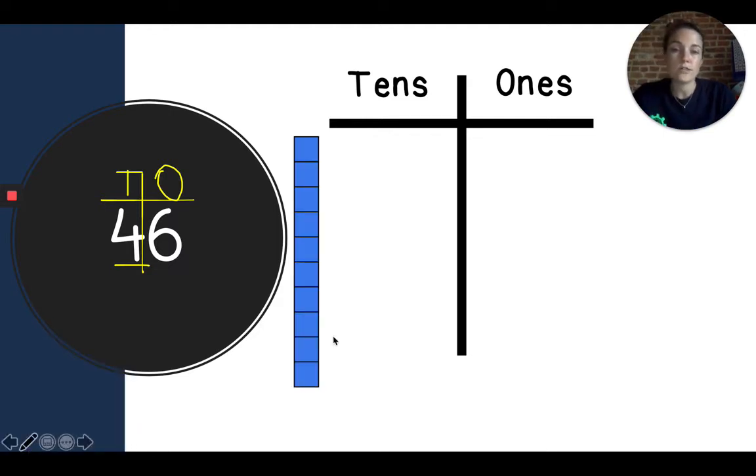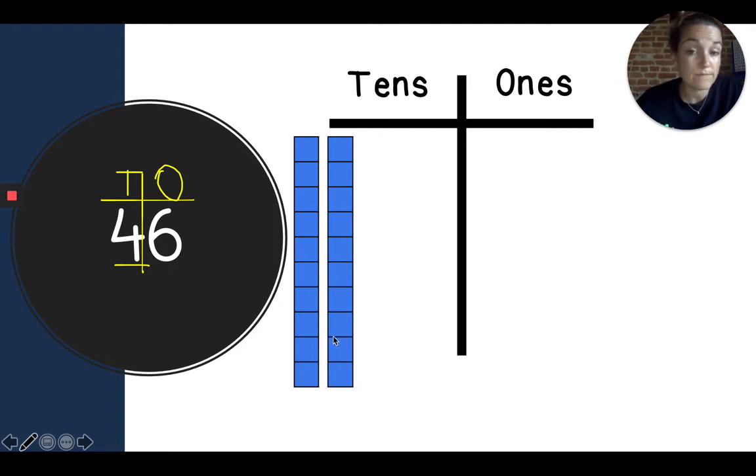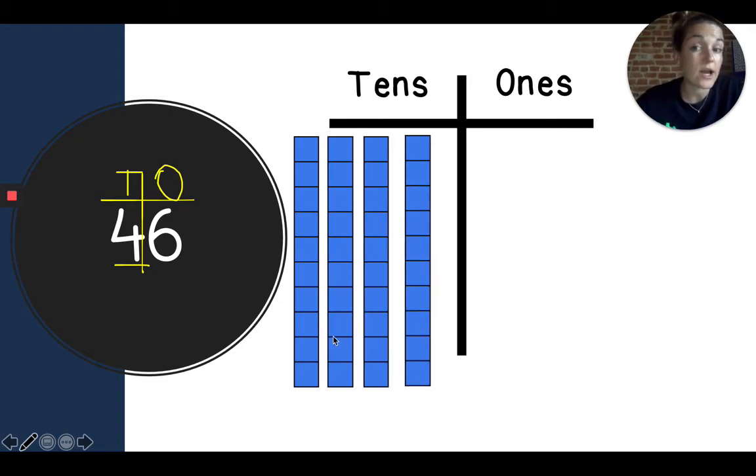Here we go. 4 tens. 10, 20, 30, 40. I represented the value of my tens by putting 4 ten sticks. Let's do the ones. I see that I need 6. 1, 2, 3, 4, 5.